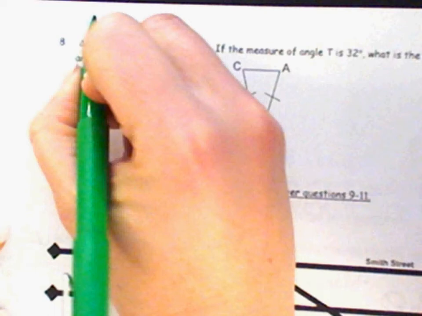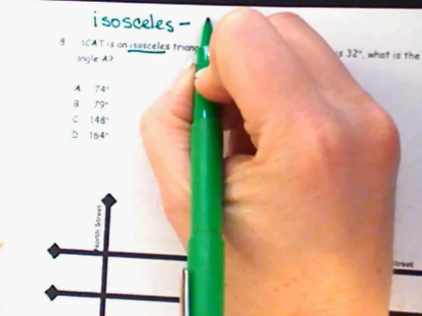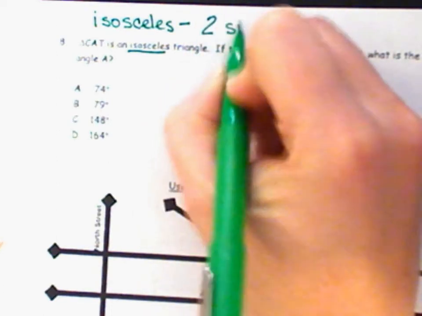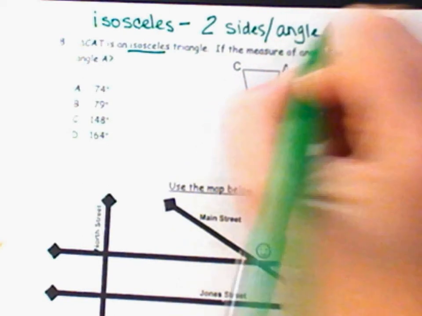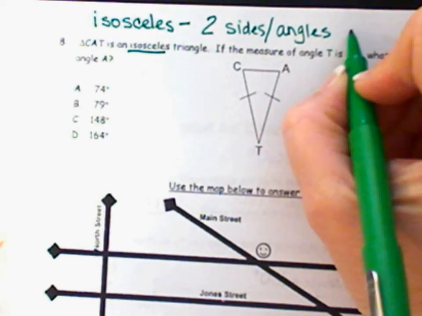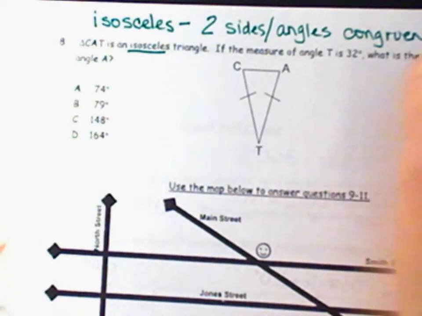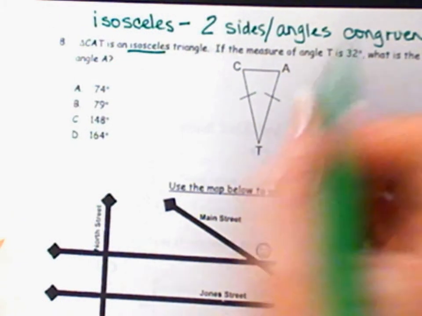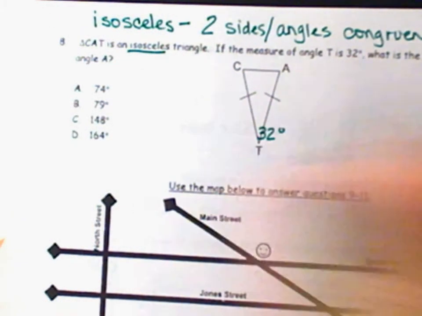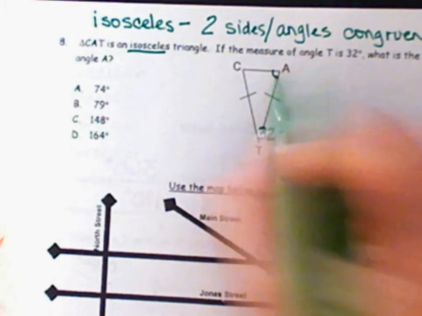Number 8, triangle CAT is an isosceles triangle. So let's stop there for a minute. We need to think about, I know the word isosceles. We've talked about it in class. An isosceles triangle has two sides, two angles that are congruent, or the same.